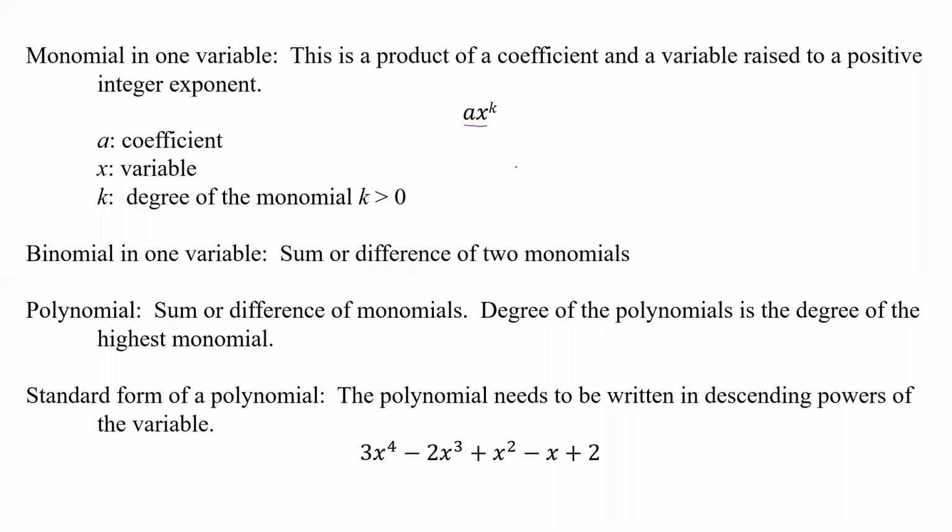Now, the degree of a polynomial basically is the degree of the highest monomial. So if we do what we show here, the standard form of a polynomial, we're going to write the polynomial in descending powers of the variable. So we have the highest power first, then the next, and next, until we get down to no variables. The degree of the polynomial is the degree of the highest one. So in this case, the degree of this polynomial is going to be 4. Okay, and that's how you determine the degree of the polynomial, and the key is writing it in standard form and decreasing order of powers.